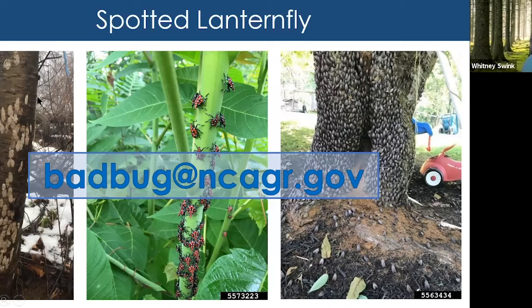And these photos in the background, again, are really to stress how out of control these populations can get. So you see on this tree here, all of these are egg masses. And if you recall, each egg mass can contain 35 to 50 eggs. You can get an idea of just how quickly these populations get out of control. And this photo on the right is just alarming.